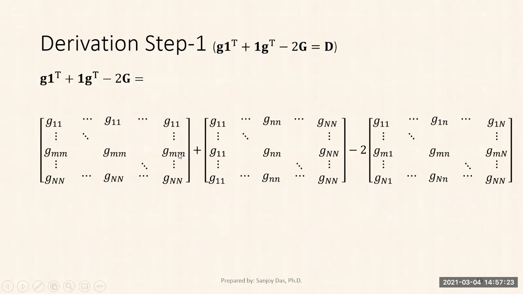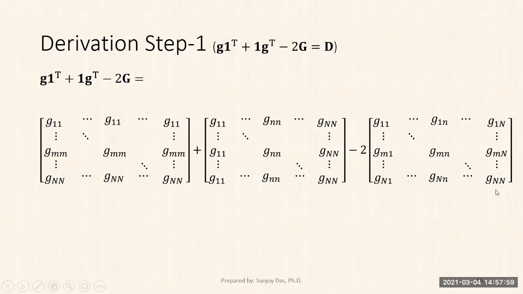Okay. So now let's look at what the left-hand side of this equality that we're going to prove is. G1 transpose plus 1G transpose minus twice of G, the Gram matrix, is equal to this. This is G1 transpose, this is 1G transpose, minus twice of G. Here you have all the elements intact: G11, G12 up till G1n, and then Gn1 until Gnn, right? This is the entire Gram matrix.